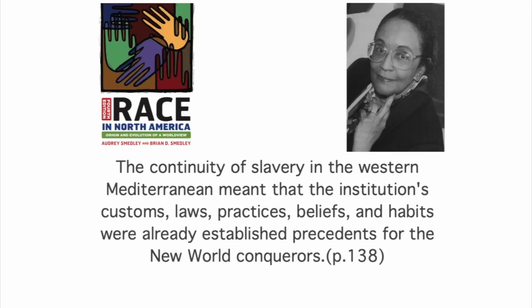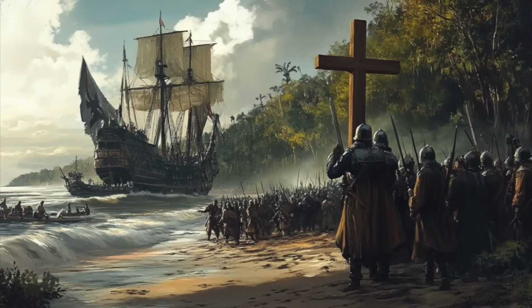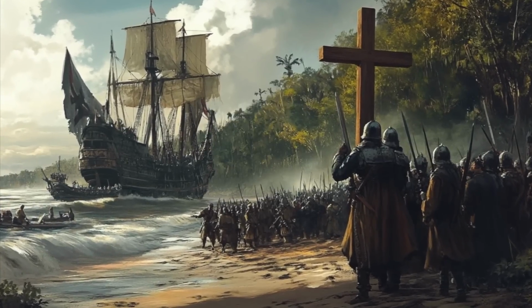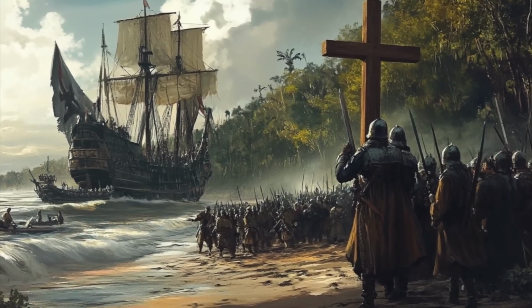The continuity of slavery in the Western Mediterranean meant that the institution's customs, laws, practices, beliefs, and habits were already established precedents for the New World conquerors. Those precedents formed part of the cultural knowledge that was transmitted to the New World by the conquistadors and others. And that's the linkage between the Old World and the New World.